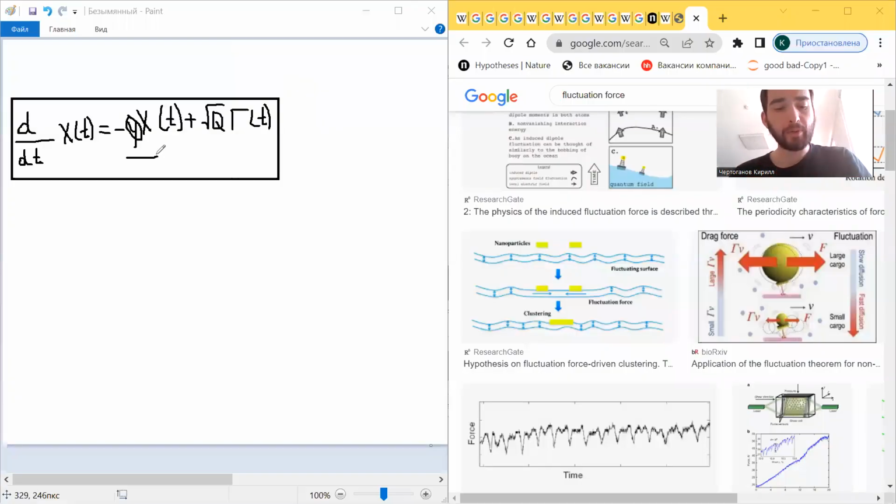Okay. Gamma is a positive damping constant, and this gamma x is a linear damping force. So this is the first part. The second part is called the function gamma t, and it describes a fluctuation force. This is a function that describes the fluctuation force, which is only defined in a statistical sense.